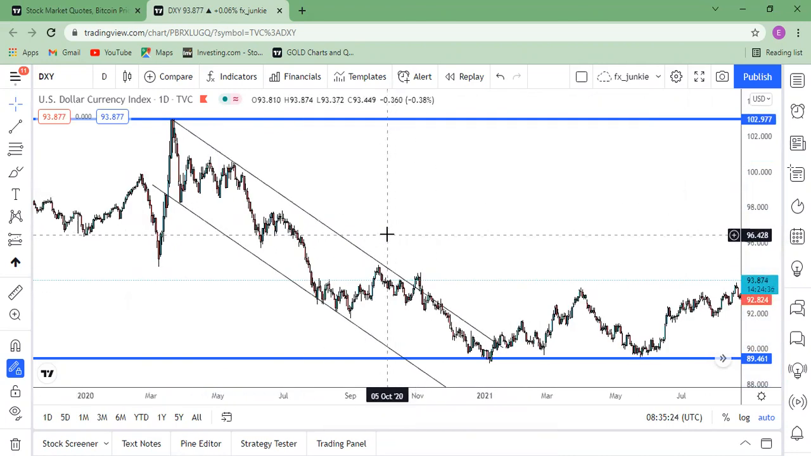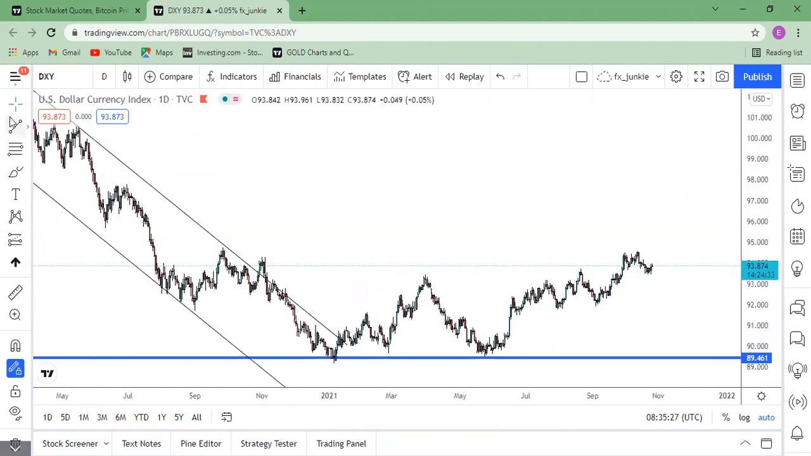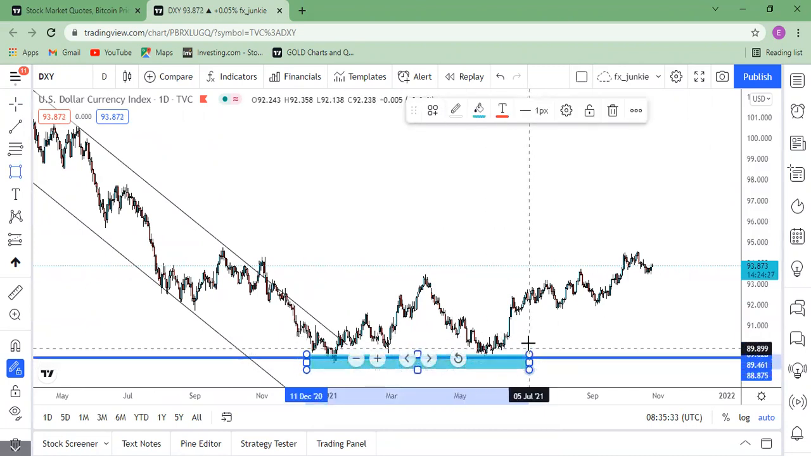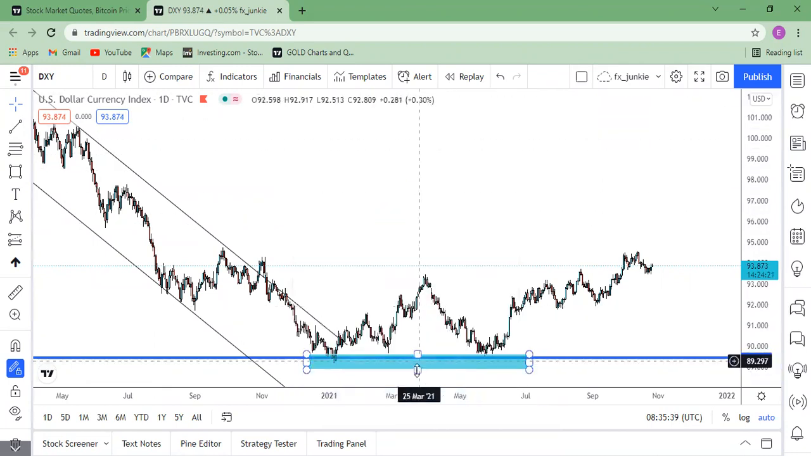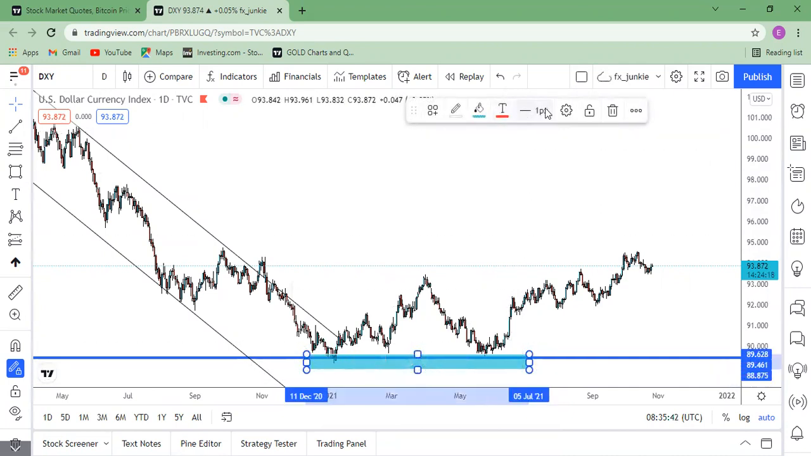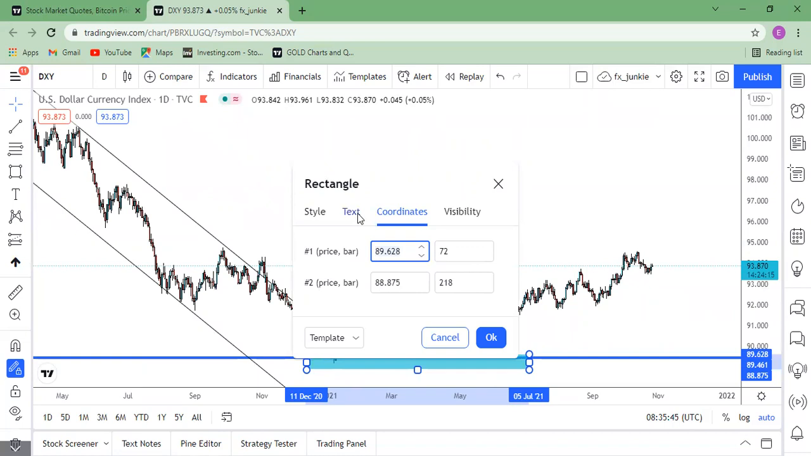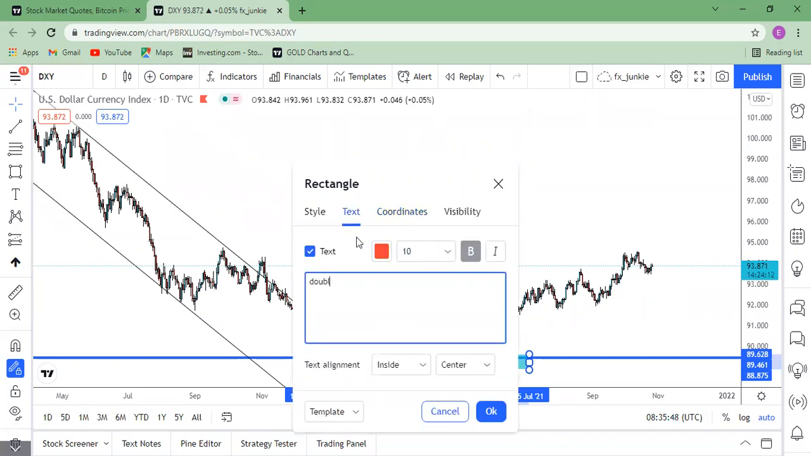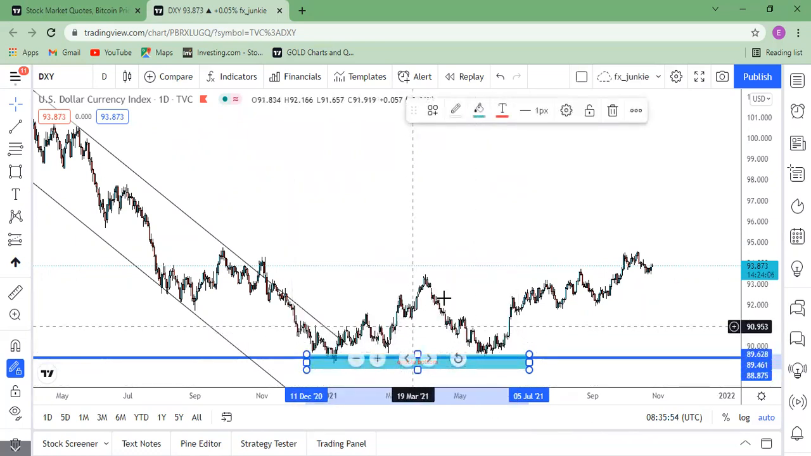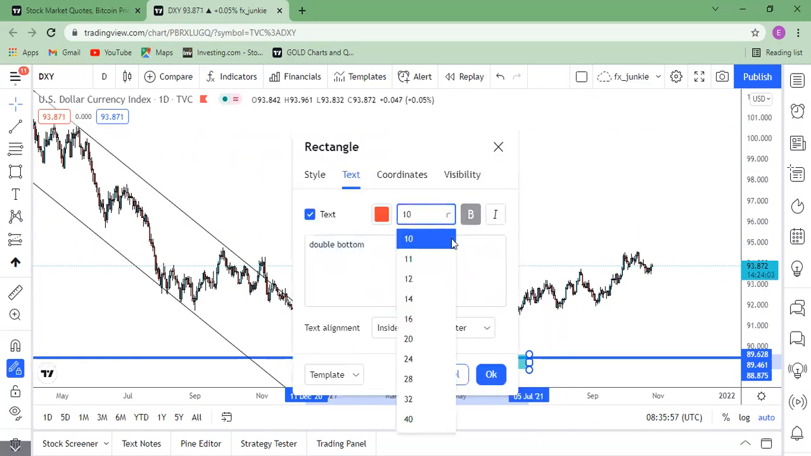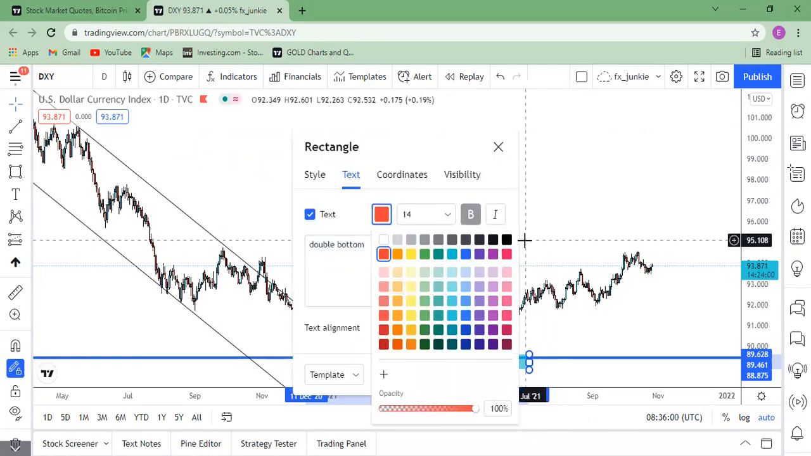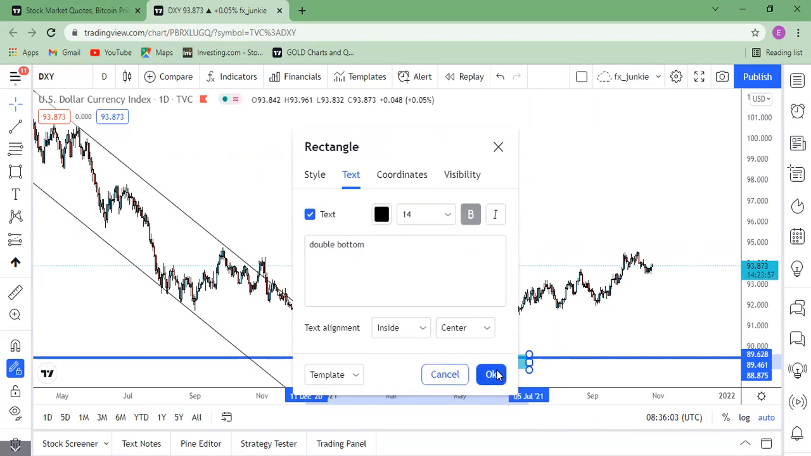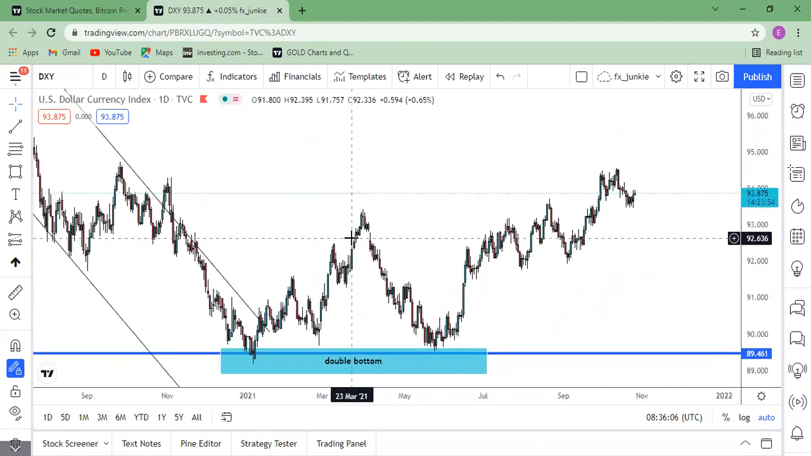The market's been trending in a downtrend, as you can see. Then with the breakout, it created something called a double bottom. A double bottom is a bullish reversal. It signifies that the downtrend has come to an end. There we go. So that's a double bottom.